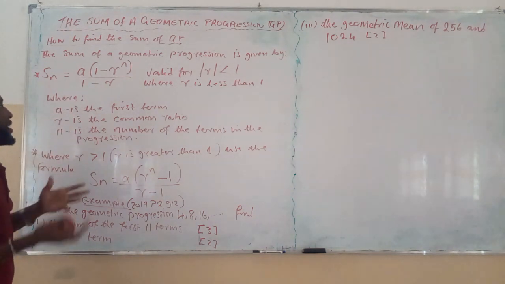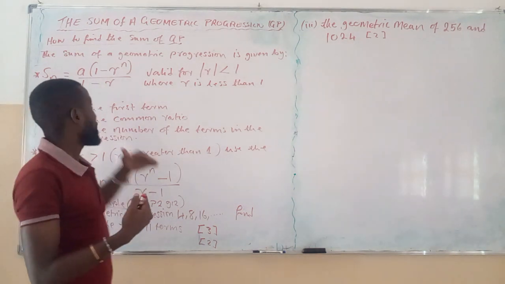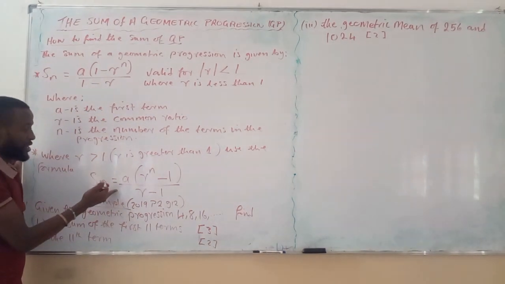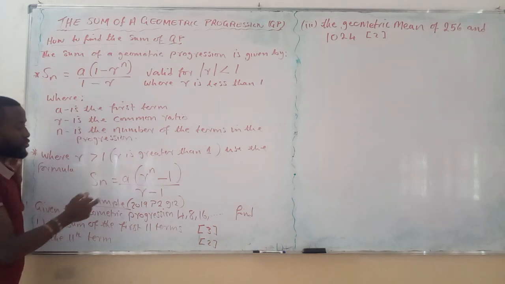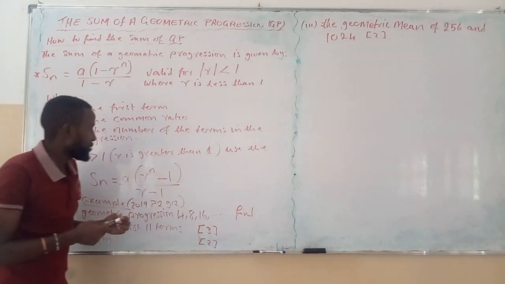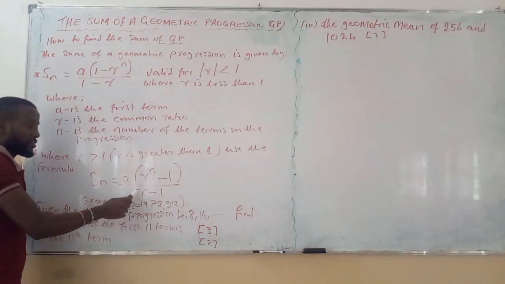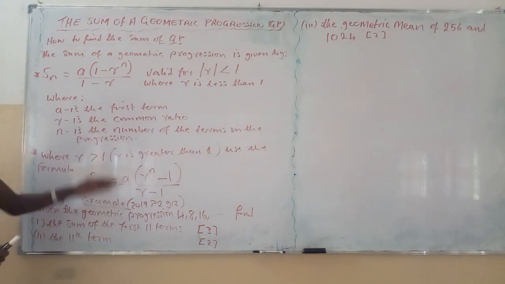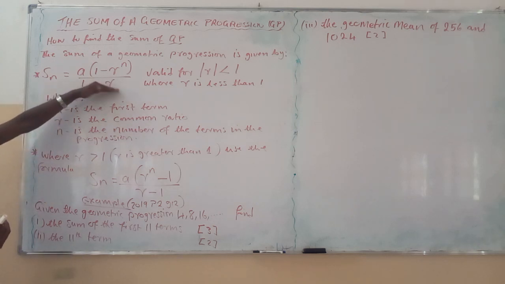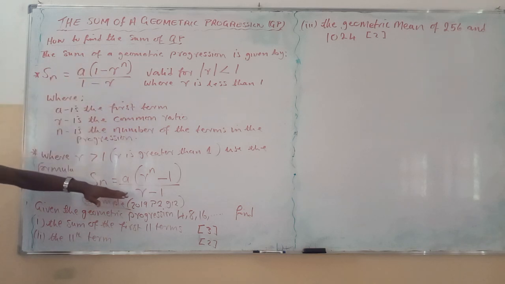But when the common ratio is greater than 1, you cannot use this formula to find the sum. Instead, you are going to use this other formula, which is the sum equal to the first term, times the common ratio to the power of the number of terms minus 1, over the common ratio minus 1. So these are the formulas that you use when finding the sum of a geometric progression. When the ratio is less than 1, we use this formula. But when the ratio is greater than 1, we use this formula. We shall see how these work.